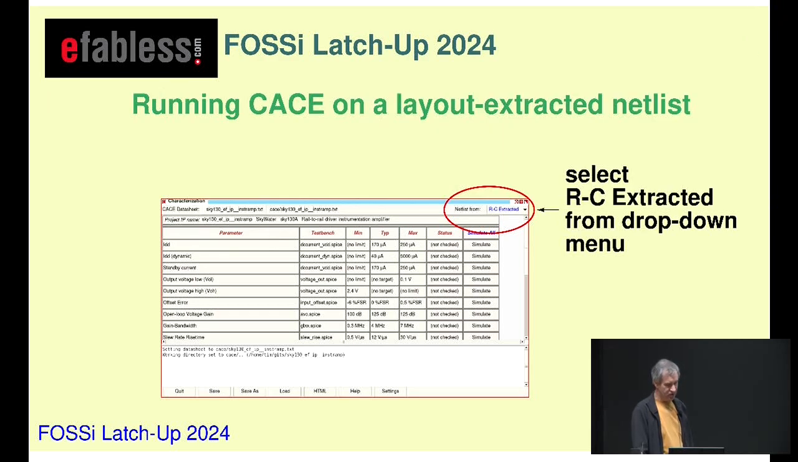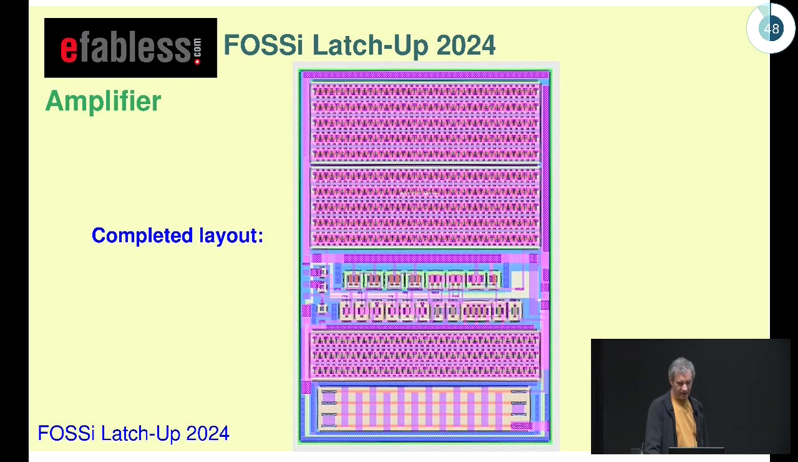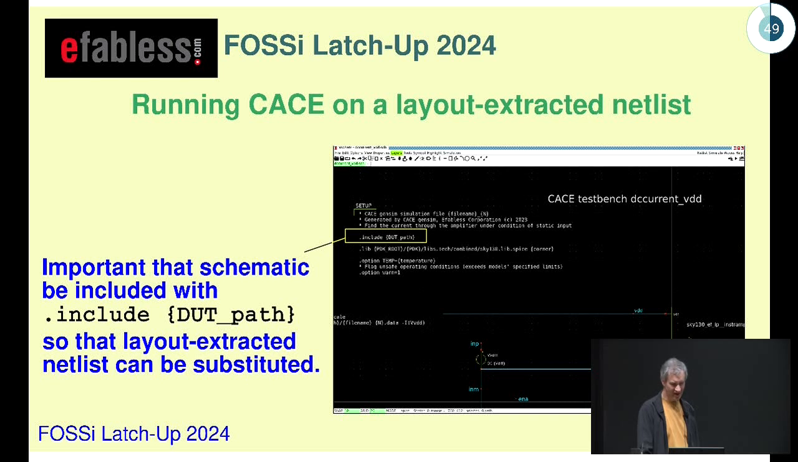And if I want to change from my schematic simulations to RC extracted, I just go up to the top corner, select the button, select RC extracted. Now, CACE isn't going to help me make the layout, but assuming that I have a layout and CACE knows where to find it, then it will use that to make the netlist from the layout and insert that into the quote .dot path, and I will get a simulation over the layout netlist instead of the schematic netlist. It's as simple as that.